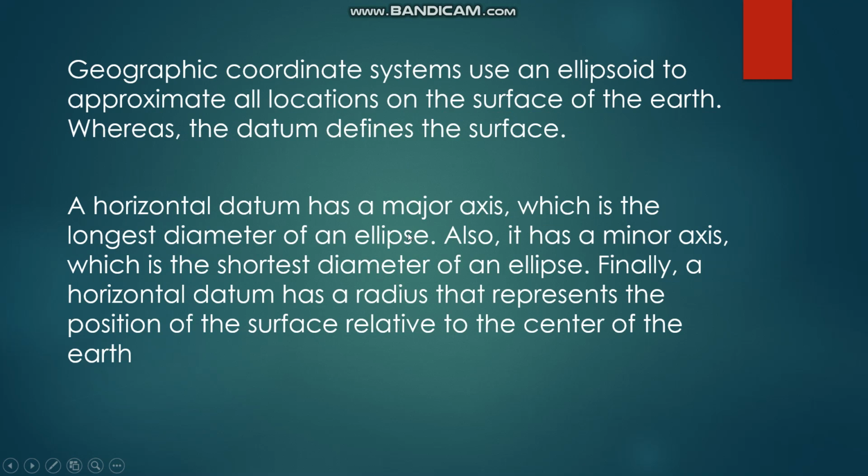A geographic coordinate system uses an ellipsoid to approximate a location on the surface of the Earth, whereas the datum defines the surface. The horizontal datum has a major axis, which is the longest diameter of an ellipse. Also, it has a minor axis, which is the shortest diameter of an ellipse. Finally, a horizontal datum has a radius that represents the position of the surface relative to the center of the Earth.